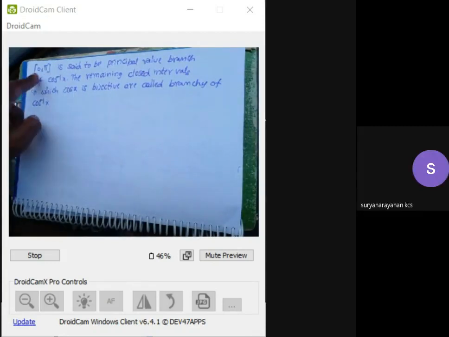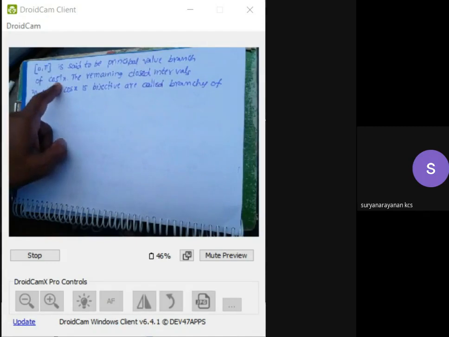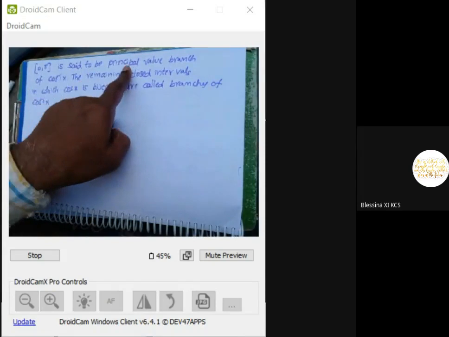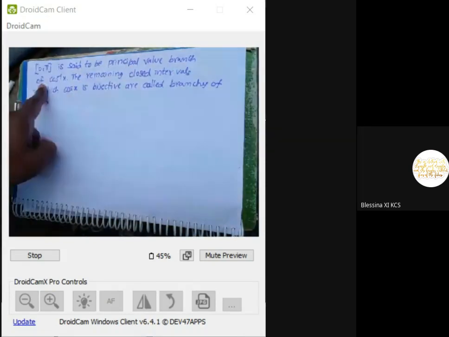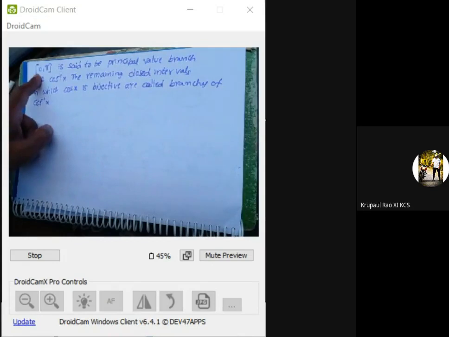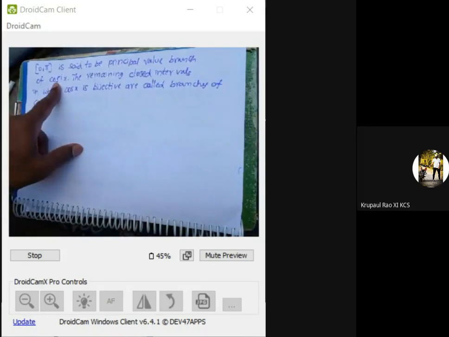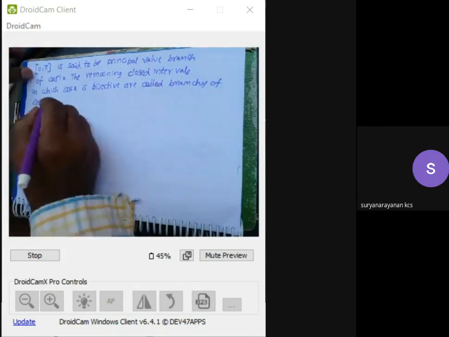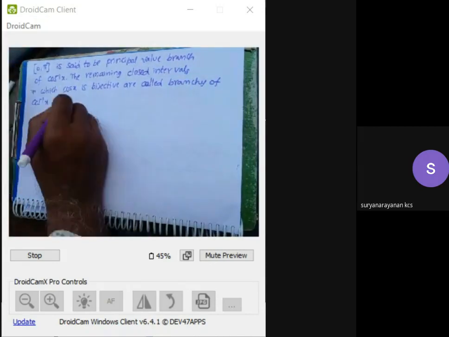Blessina, you read this sentence. Closed interval 0 comma pi is said to be principal value branch of cos inverse x. Very good. My dear Krupal, can you read this sentence correctly? Yes, sir. Closed interval 0 comma pi is said to be principal value branch of cos inverse x. Yes. This is also called arc cos x. Okay. Cos inverse x.